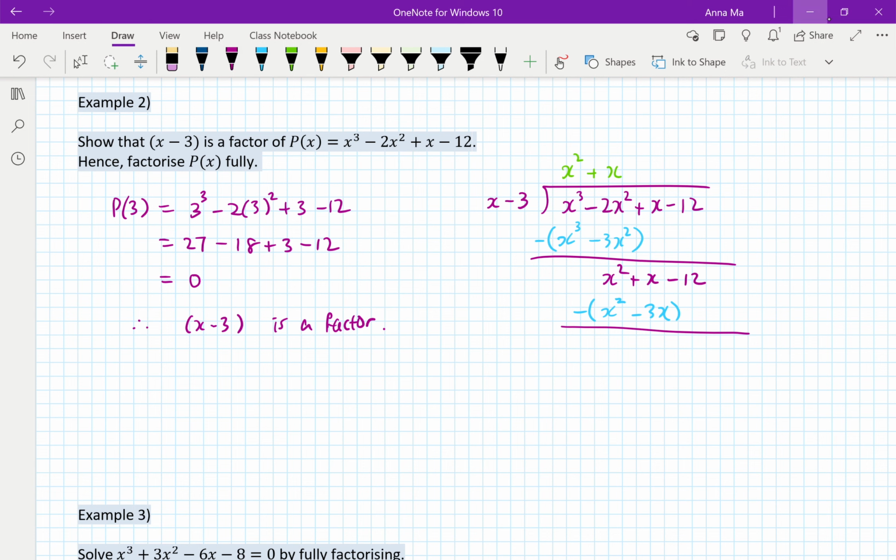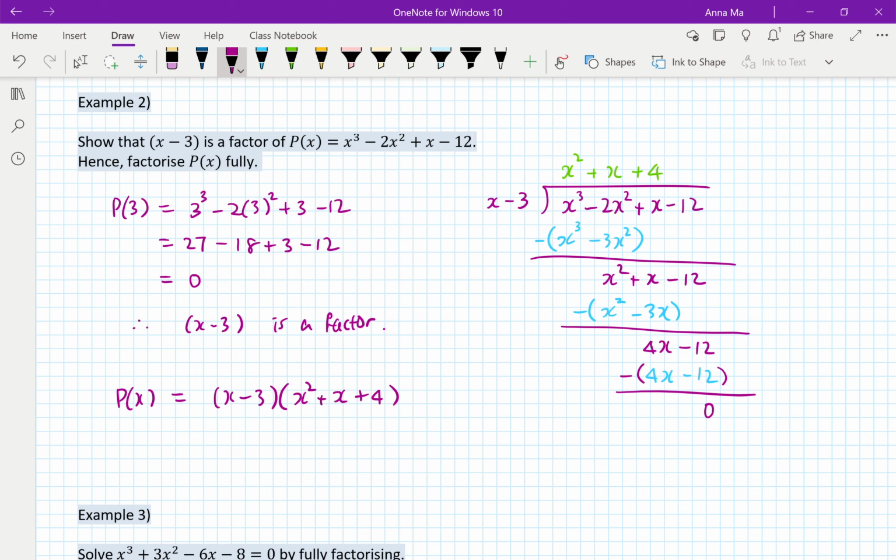5x. Hold on, that's not true. 4x minus 12, plus 4 will give me 4x minus 12. Of course, it has to have no remainder because we already knew it was a factor. But I can now write my p of x as x minus 3 times my quotient. And unfortunately, that's not something we can factorize.